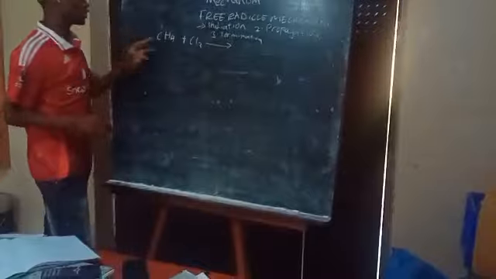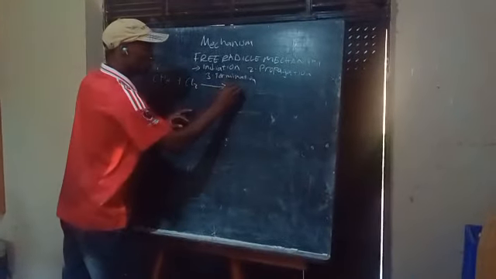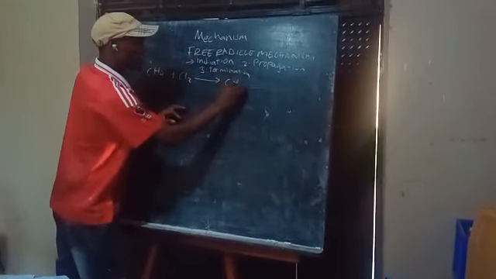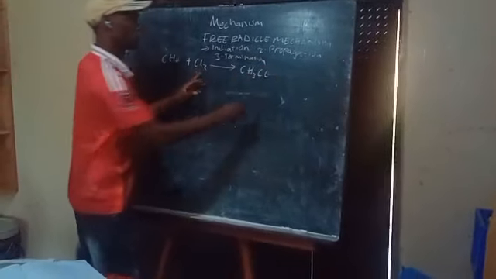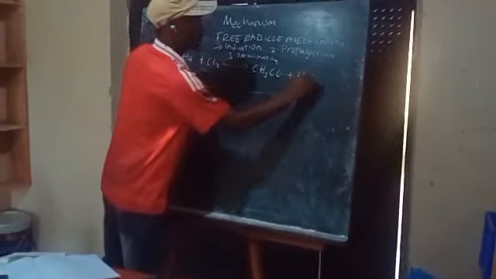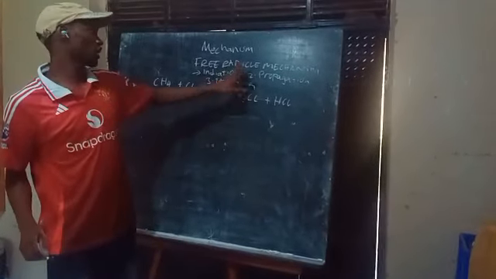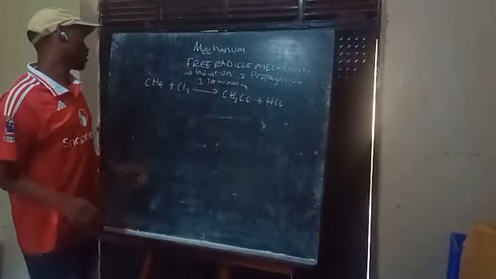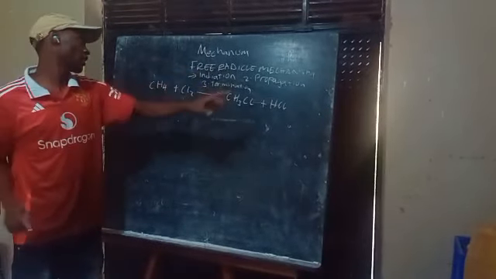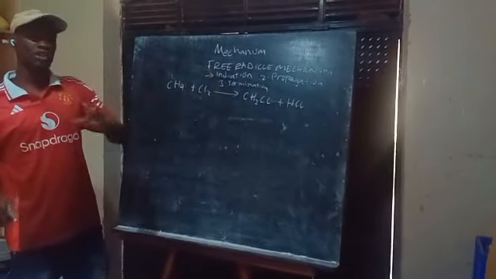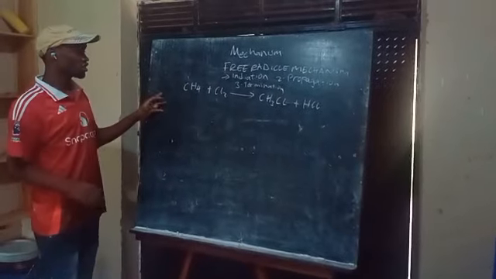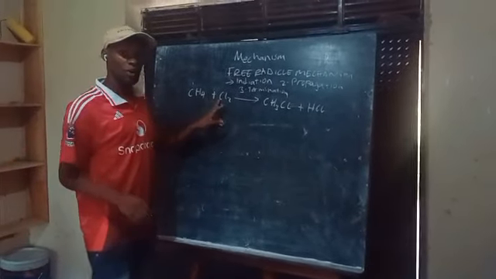We see that we will form CH3Cl, and then we form HCl. So this is a reaction that is most commonly examined when it comes to the mechanism of alkanes. So using the free radical method, you are going to start with initiation. What is initiation in this case? In initiation in this case, you are going to break one molecule.